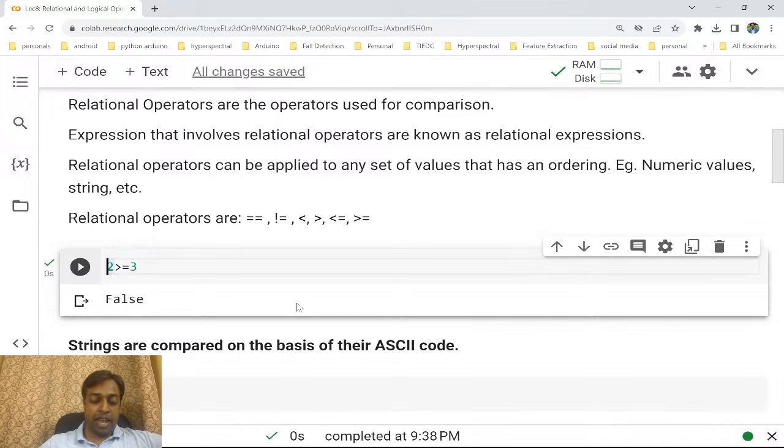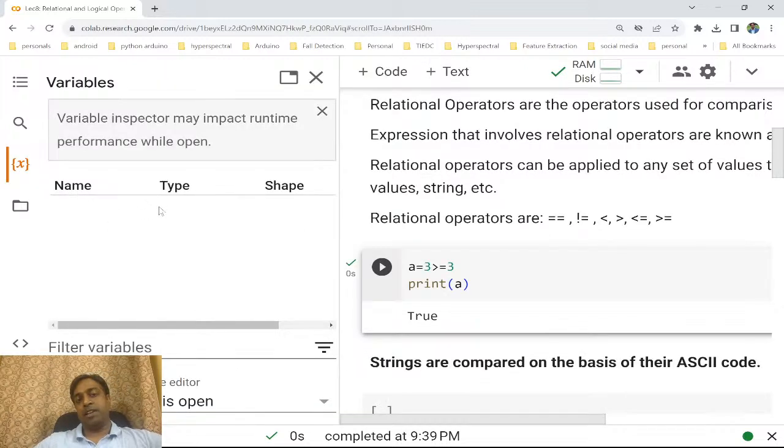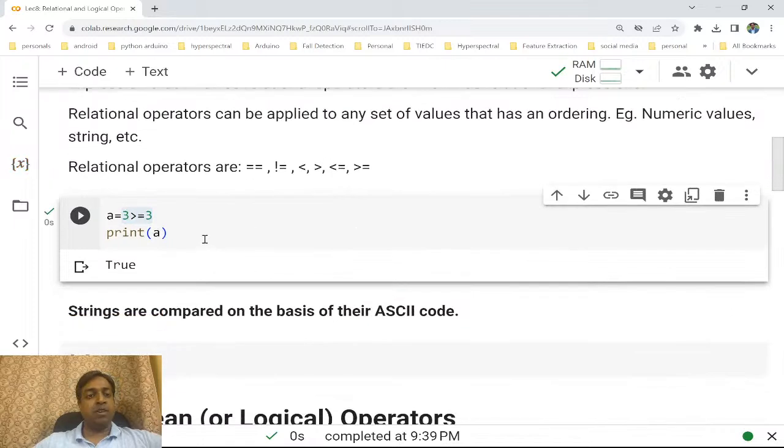And if I put a equals to this and then print a, I will be able to print the value of a, right? Over here, if I put 3, the answer is true, and the same value will be there in the variable inspector, where a is true, right? So I can assign this value to any variable and the variable data type will become Boolean.